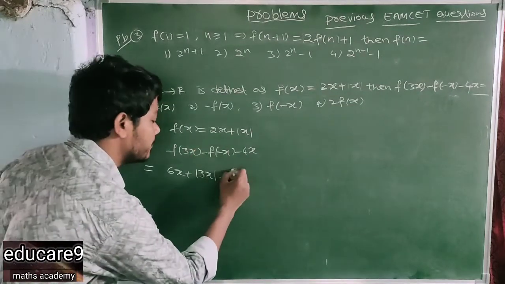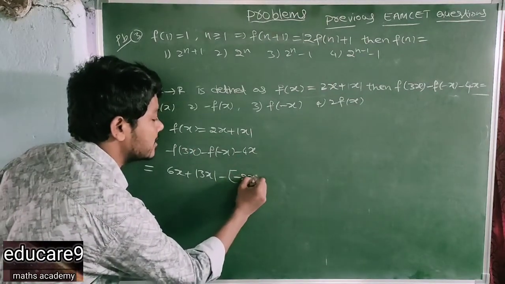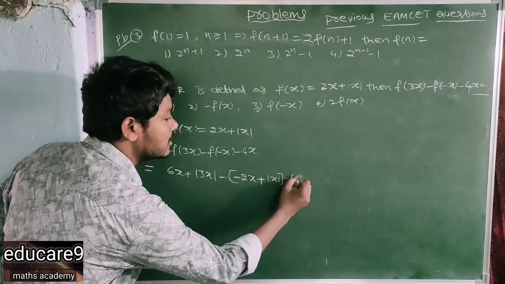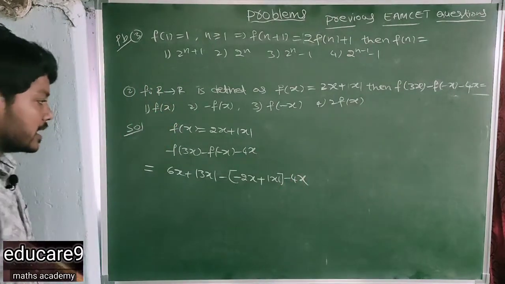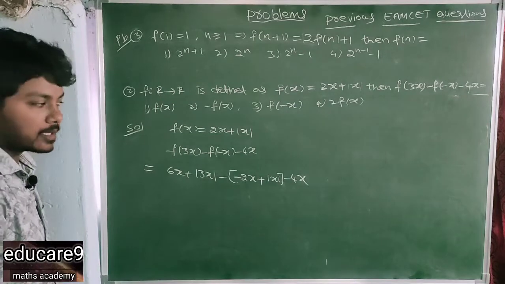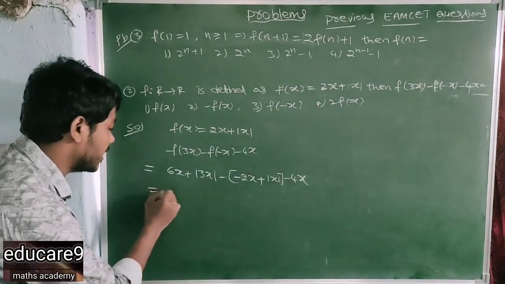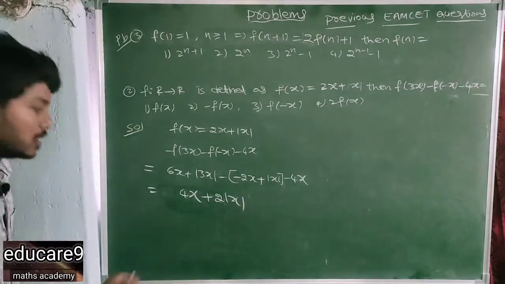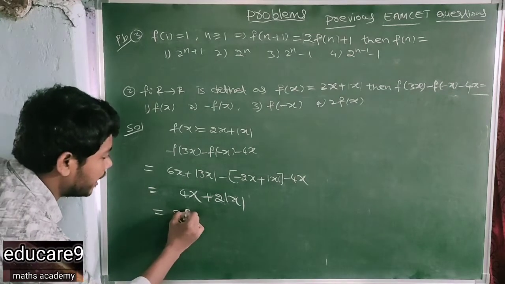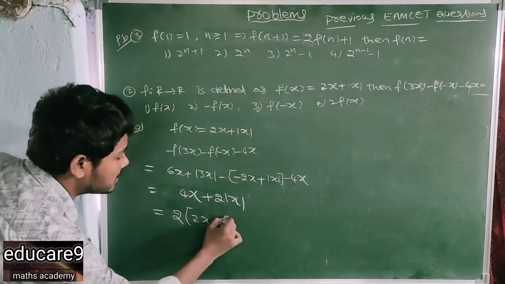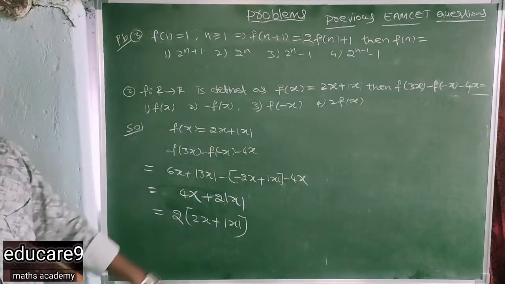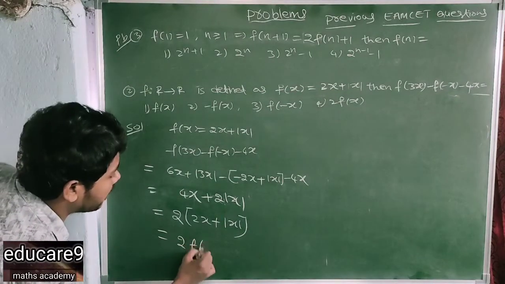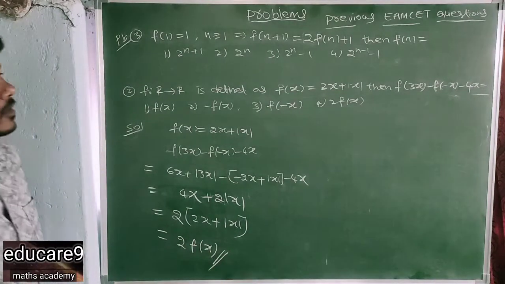So what you get here? Minus 2x plus mod of minus x, which is mod x, minus 4x. Now this is 6x plus 2x, 8x minus 4x. So you get 4x plus 2 mod x. So this can be written as 2 into (2x plus mod x). So what is 2x plus mod x? f of x. So simply this is 2 times f of x. So option 4.